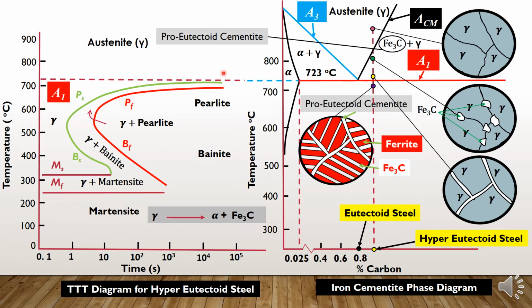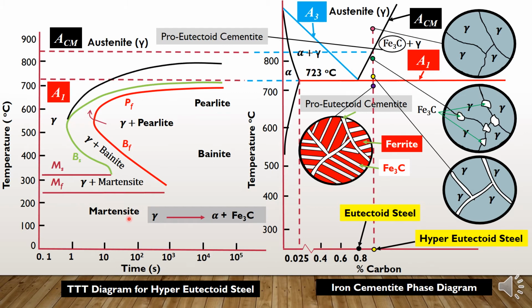Now let's see how the TTT diagram for the hypereutectoid steel will get modified. First of all, the ACM line will be added here. Because of the formation of pro-eutectoid cementite phase, there will be an additional line above the nose region, just like in the case of the TTT diagram of hypoeutectoid steel, which indicates the beginning of formation of pro-eutectoid cementite and is denoted as CS. So the region between the red and green line will now become pro-eutectoid cementite plus austenite.